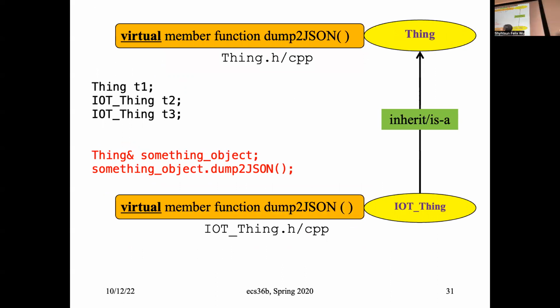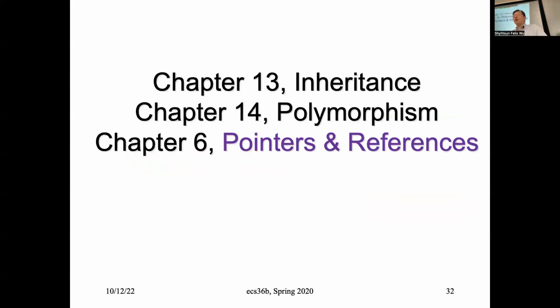I will actually show you the homework 3 directory, the code I gave you on Monday. There is a virtual function called dump to JSON. We're going to see that code in detail, so you can see realistic code, how virtual function is used and why it's used in a real application case.